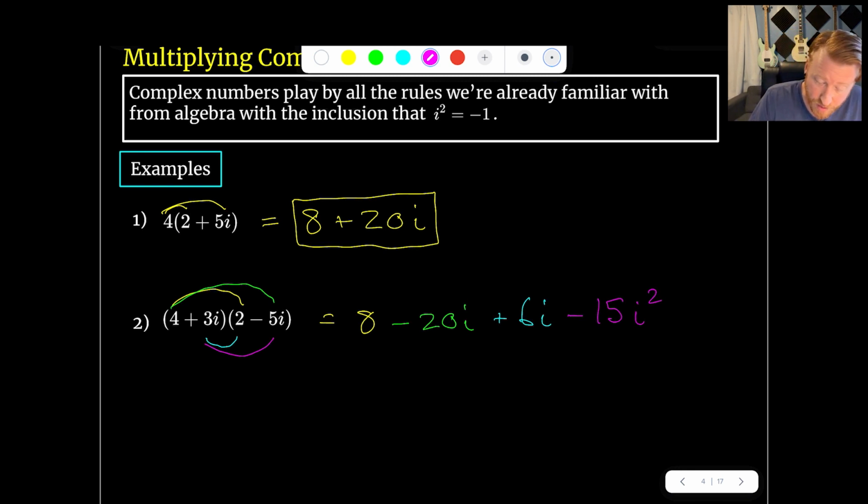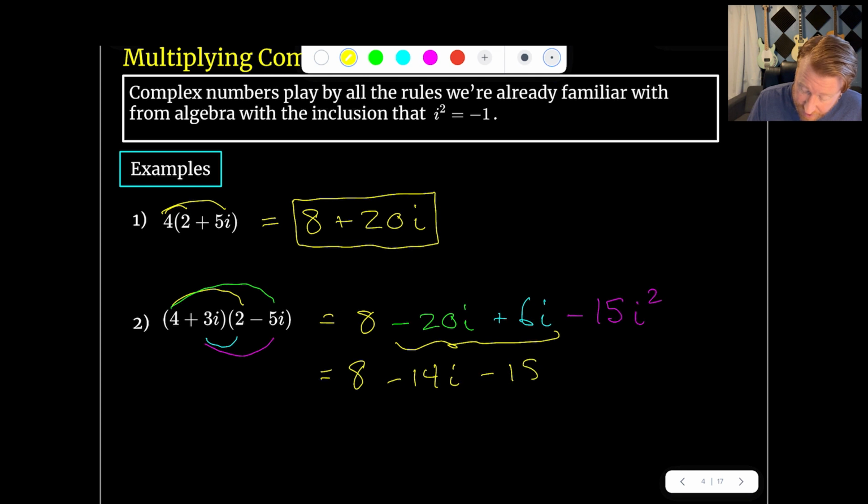So now we'll go through and combine our real parts and our imaginary parts, make any substitutions that we need to. For now, I'm just going to leave 8 as 8. I'm going to combine this. I've got negative 20i plus 6i, which is going to give me negative 14i. And then I've got minus 15, and I'm going to rewrite that i squared as negative 1. And this just helps me keep all the signs consistent here.